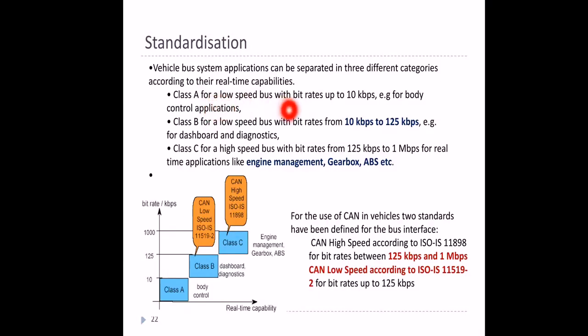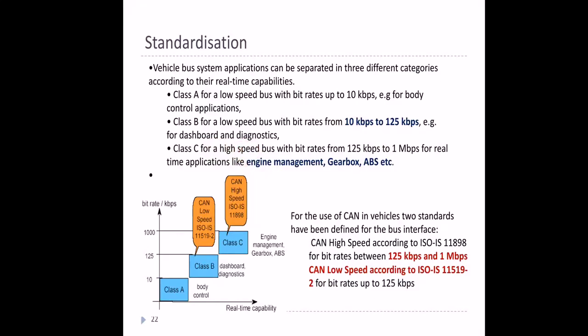Class A is a low speed bus, class B is also low speed, and class C is a high speed bus. Class A has a data rate up to 10 kbps, for example for body control applications. Okay, so it's up to 10 kbps, not beyond that. Class B is also low speed, but the rate is a little higher, 10 kbps to 125 kbps, for example for the dashboard as well as diagnostics. So class B is more than enough for the dashboard as well as diagnostics.